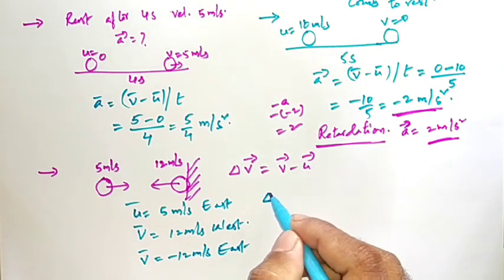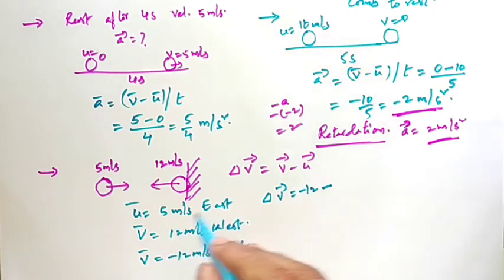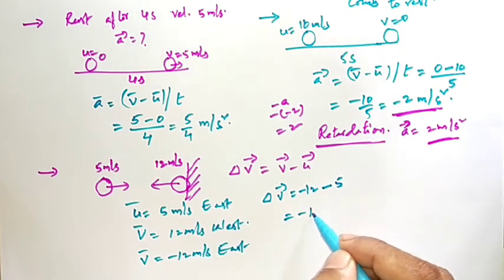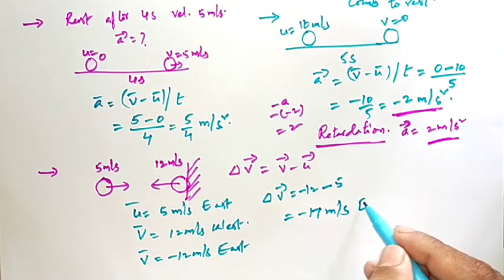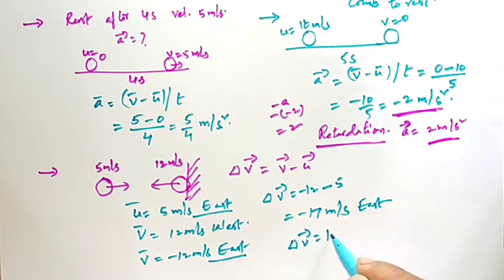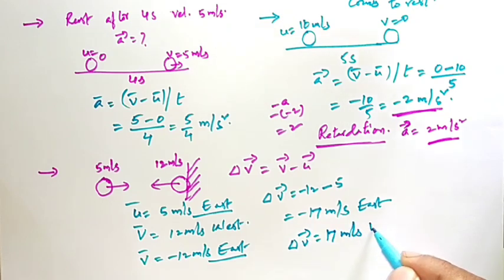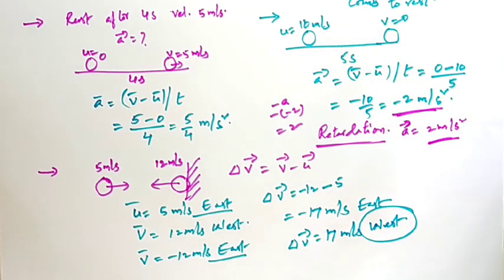Now you subtract. So delta v is equal to v, minus 12, minus u, 5. How much? Minus 17 meters per second. What is the direction? East. Or else, change in velocity is 17 meters per second west, because minus east means opposite to east. What is the direction? West.